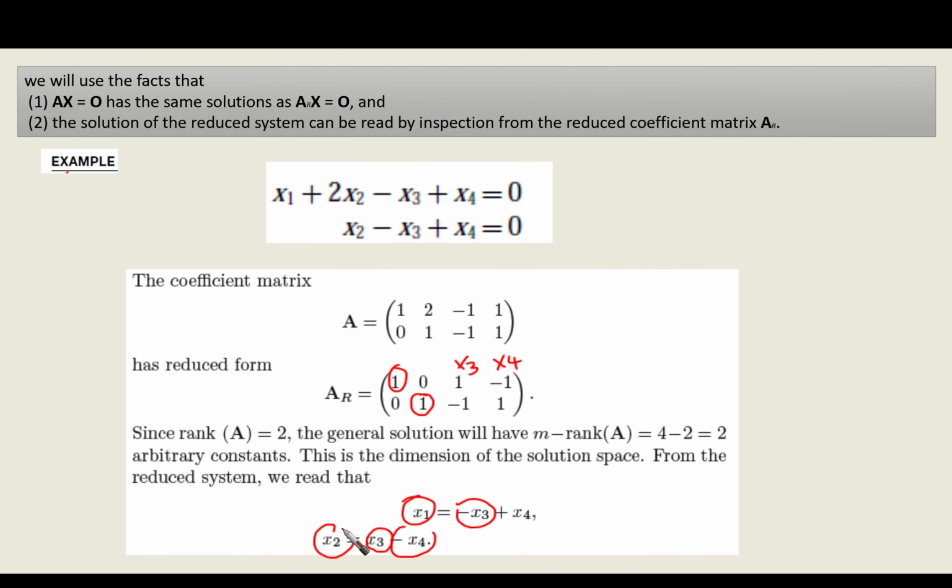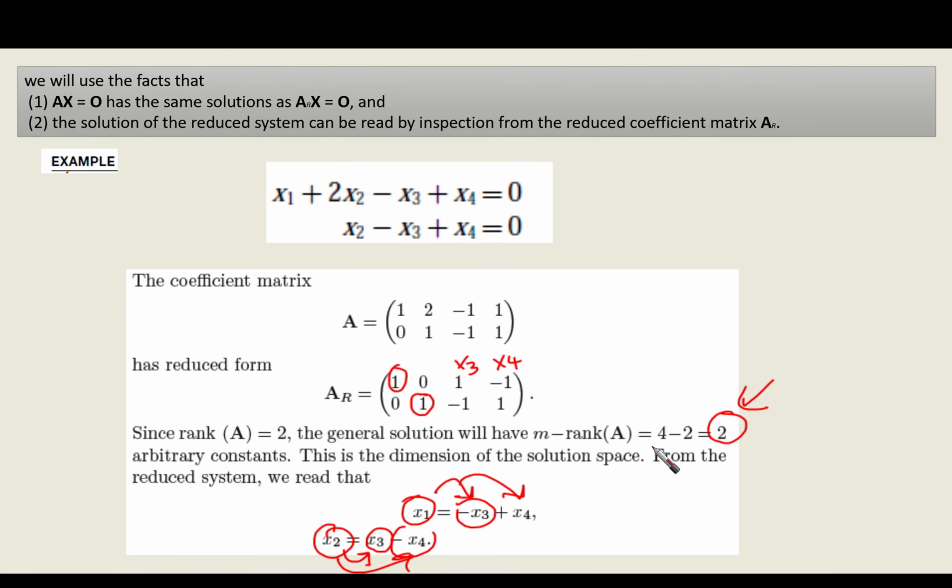Okay, x1 and x2 are functions of x3 and x4, right? As we were expecting, our general solution dimension is 2. Okay, so that's the case for us.